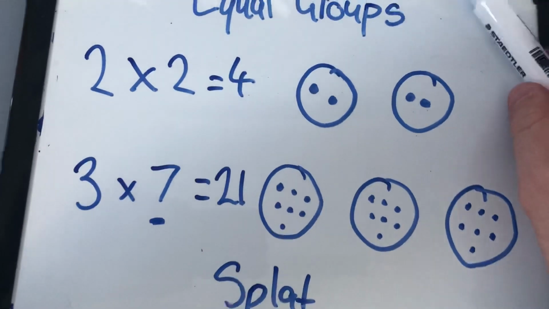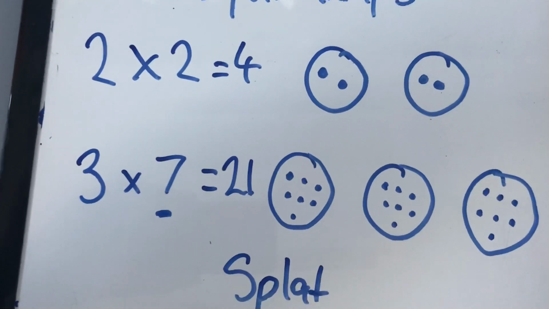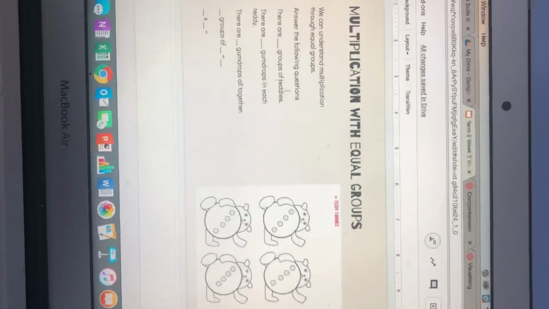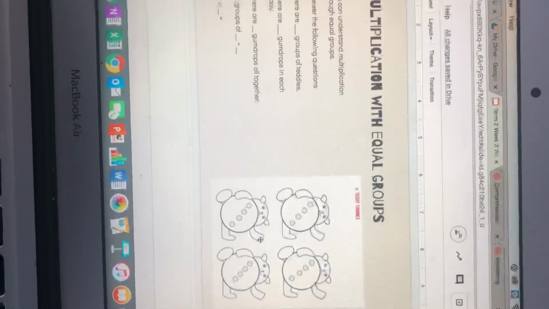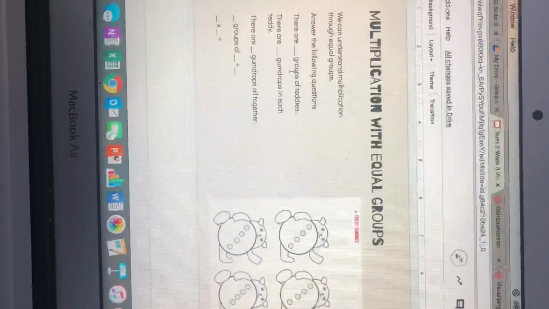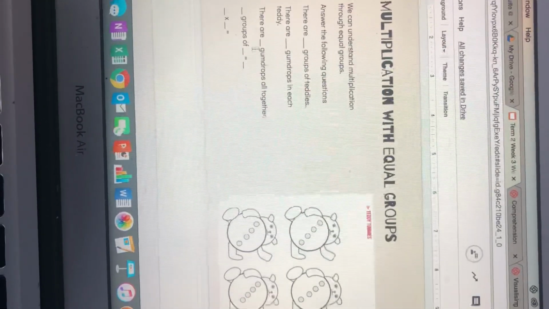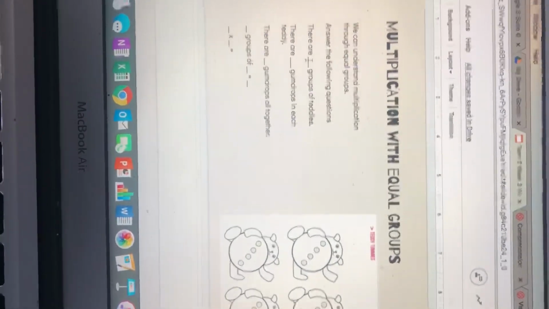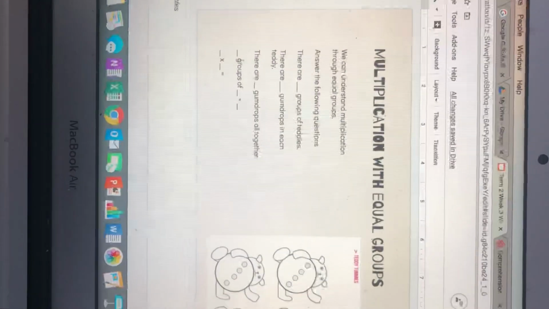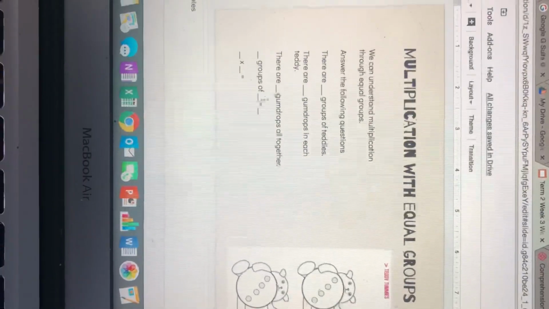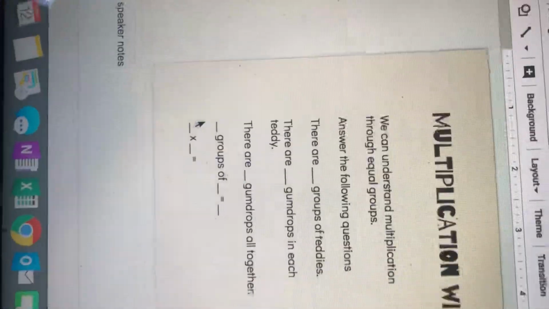So there's a couple of activities for you to do on your slides. The first activity is you are going to just analyze this picture of these teddy tummies. See how many groups of teddies there are. See how many gumdrops are in each teddy. And then how many gumdrops are there altogether. You can just answer these questions on these lines. You can write it out as blank groups of blank equals blank. Once you figure it out, you'll know the answers. And then write the proper multiplication sentence at the end.